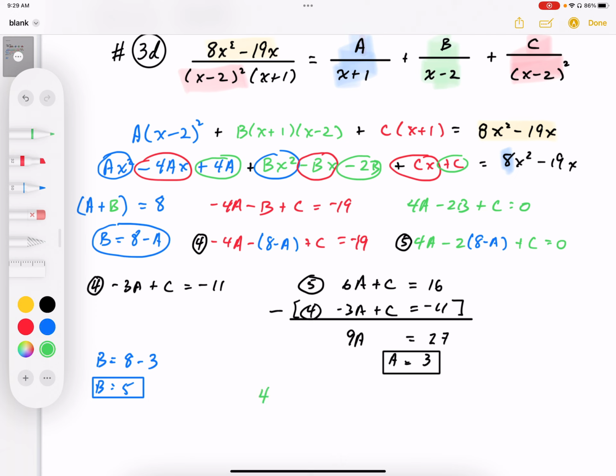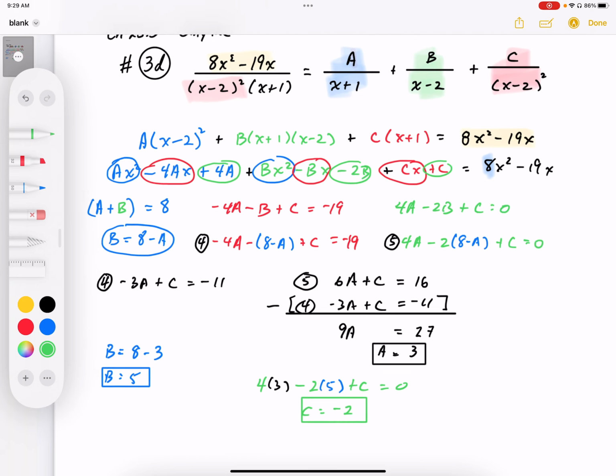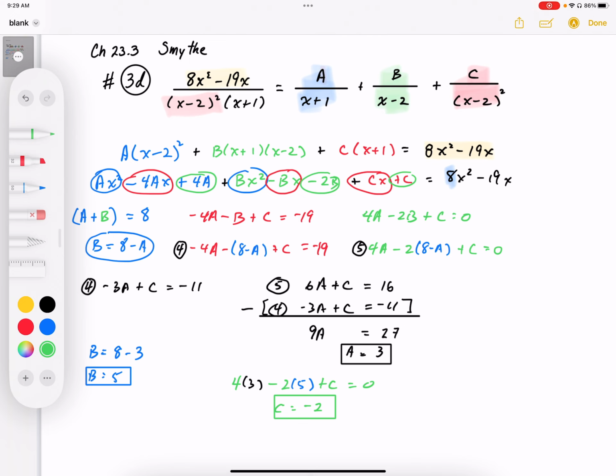So I get 4 times a minus 2 times b plus c equals 0. So c is equal to 12 minus 10. That's 2. I'm going to subtract 2 from both sides, and I get c is equal to negative 2. And that's the same result that I got by generating zeros in the factors.